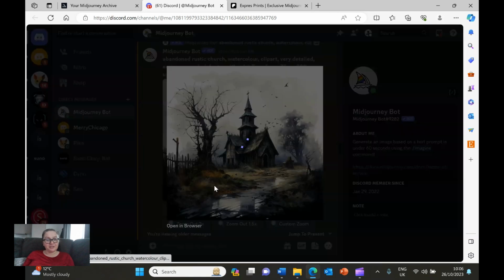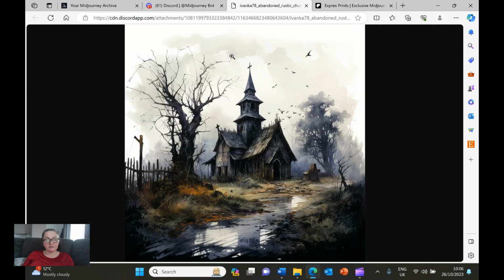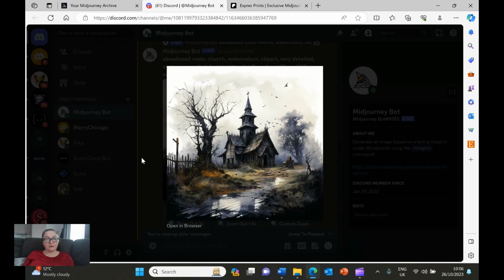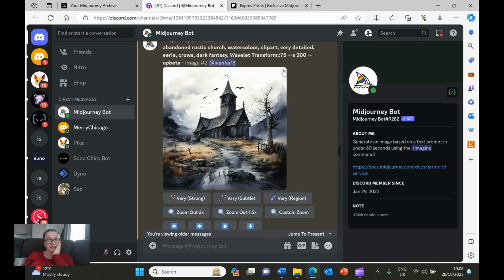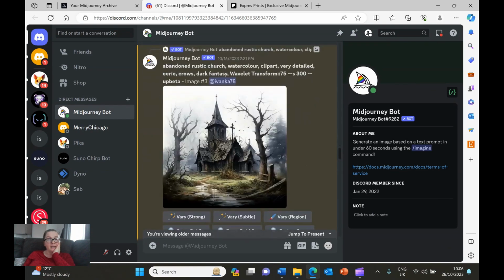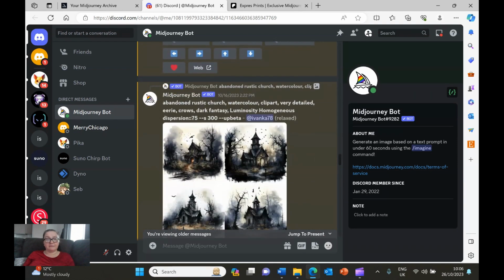Okay, so these are our images in detail. Look at them, how gorgeous, right? And as we saw, wavelet transform was 75 with these. You can see it here. Okay, let's do next. What did we do next?